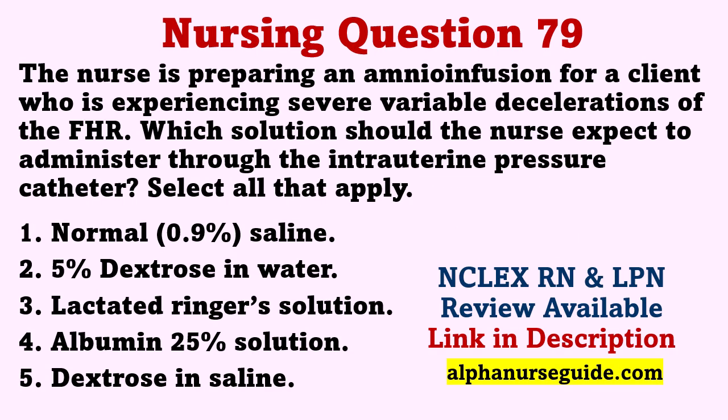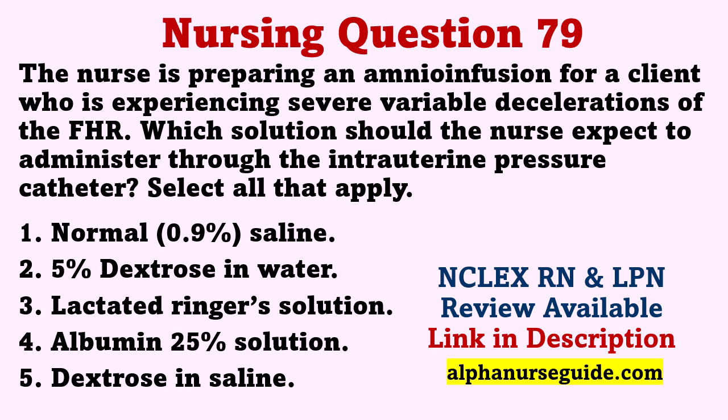The nurse is preparing an amnio infusion for a client who is experiencing severe variable decelerations of the fetal heart rate. Which solution should the nurse expect to administer through the intrauterine pressure catheter? Select all that apply. 1. Normal saline. 2. 5% dextrose in water. 3. Lactated Ringer's solution. 4. Albumin 25% solution. 5. Dextrose and saline.